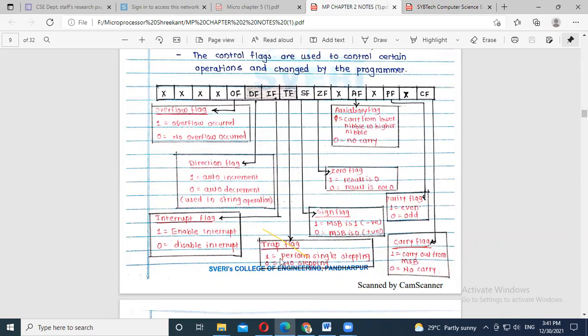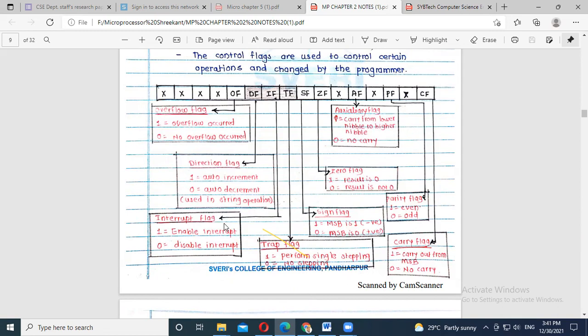The trap flag means what? It is going to perform single stepping or no stepping. If it is single stepping, the trap flag is going to be high; that's what we have to mention, 1. If there is no single stepping, we have to use 0 for the trap flag. So the next one is IF, which we say is the interrupt flag.